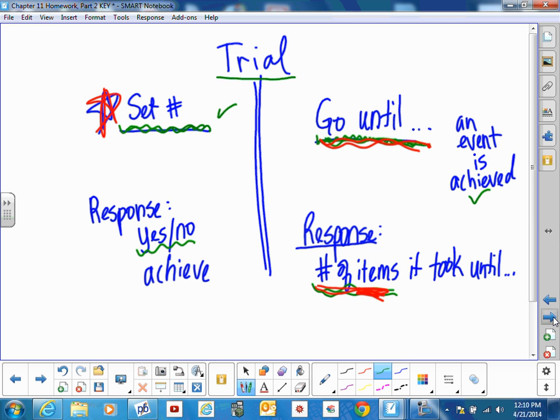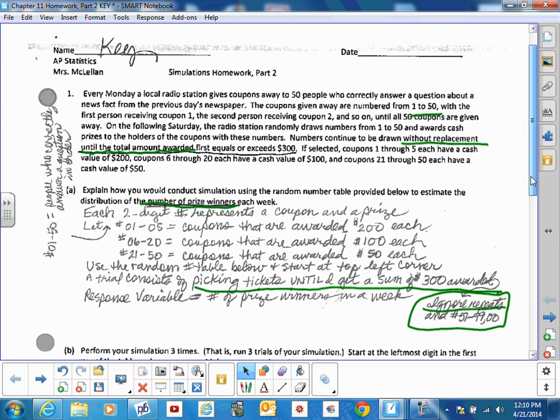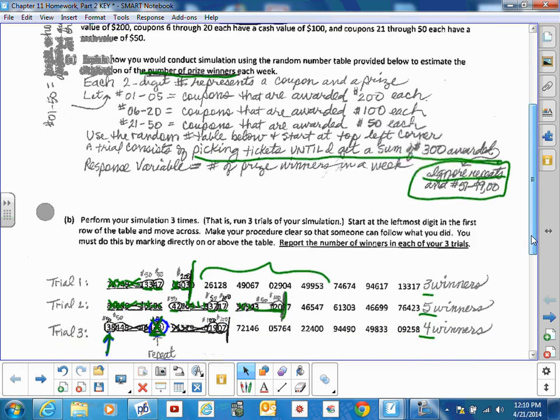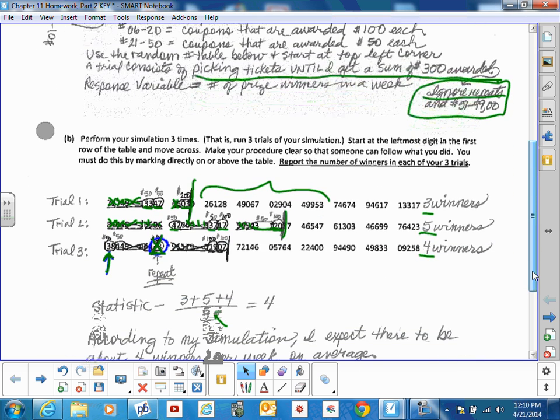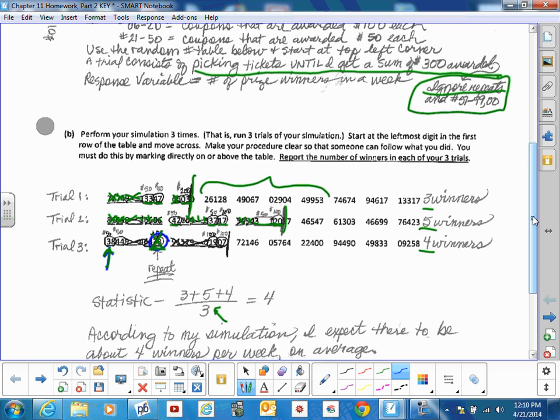And if that's the case, then with your trial you're saying yes or no, you achieved what you were trying to achieve. Versus the other possibility for a trial, which is go until something happens, and then you count how many it took for that success to happen. Now, I think we already talked about number 1 on Friday. This was a go until you get your sum of 300, and you did have to ignore repeats on this one, because once a coupon winner won, that coupon winner was not allowed to win again.